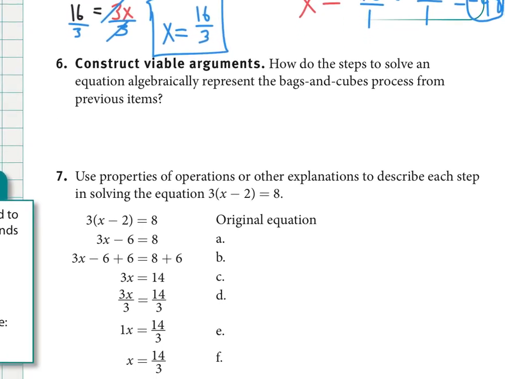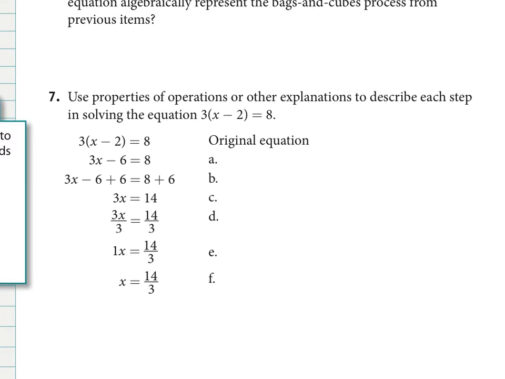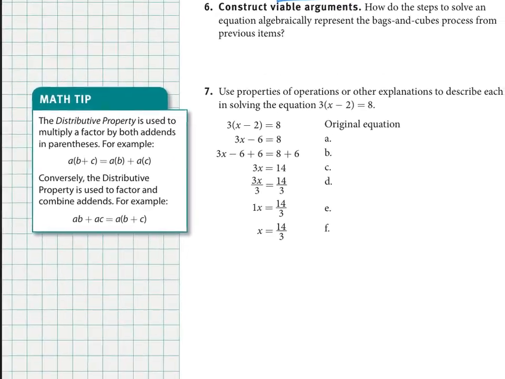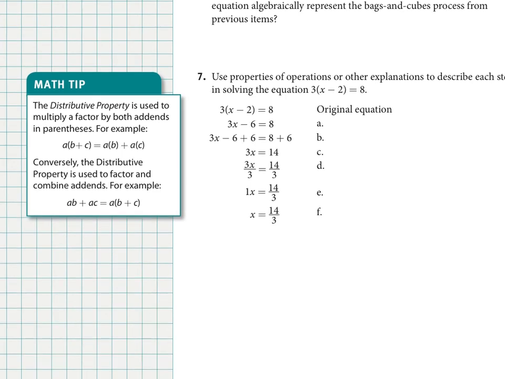Let's take a look. Here's another equation, number 7 here. Can we use the properties of operations, or other explanations, to describe each step? So there's actually a couple properties that were kind of hidden over here in the book. And we talked about this distributive property a little bit, but here it is technically, and I'll show you an example of it as well.